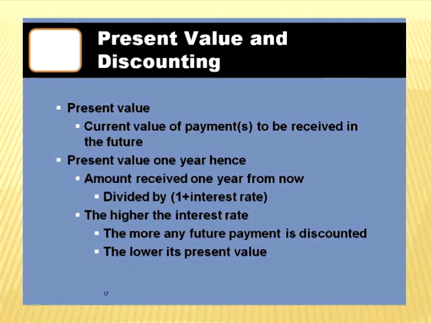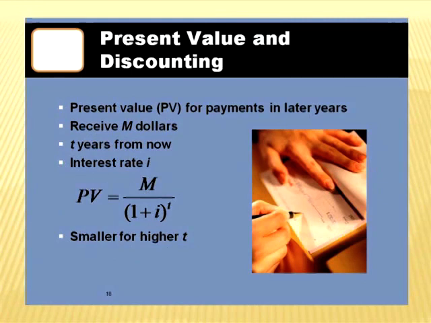The present value 1 year hence is equal to the amount to be received 1 year from now divided by 1 plus the interest rate. The higher the interest rate, the lower that amount's going to be. The lower the interest rate, the more that amount's going to be. And so there's a formula for doing that.